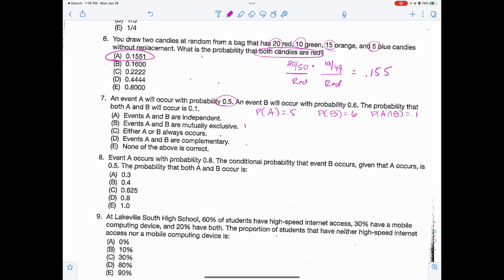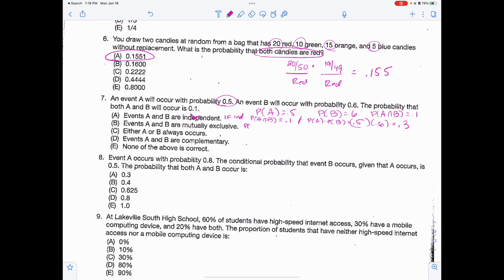So if they're independent, then the probability of A and B, which equals 0.1, will equal the product A times B, which is equal to 0.5 times 0.6. But 0.5 times 0.6, of course, equals 0.3, not 0.03. So this is not equal to this, so they are not independent.